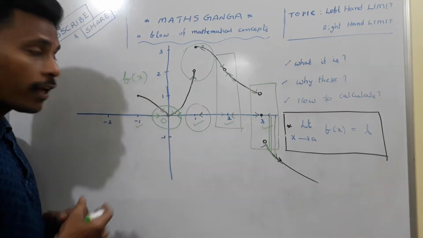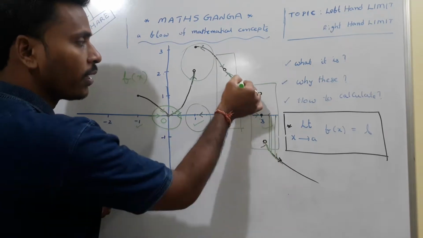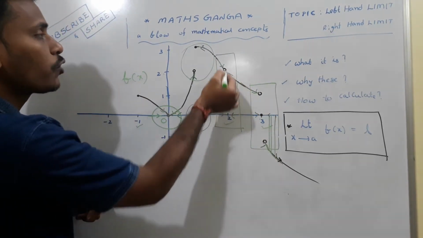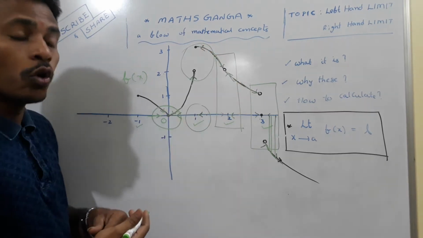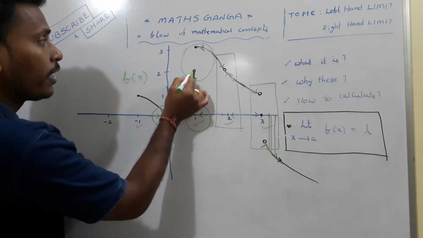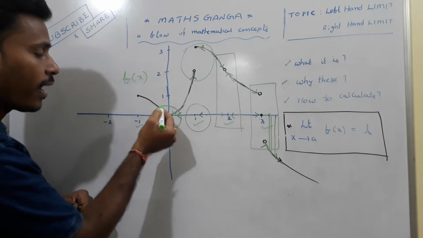So if you observe, at 3 the right hand limit is -1, the left hand limit is 1. At 2 the right hand limit is 2 and the left hand limit is also 2. At 1 the right hand limit is 3 and the left hand limit is 2. And at 0 the right hand limit is 0, the left hand limit is 0.